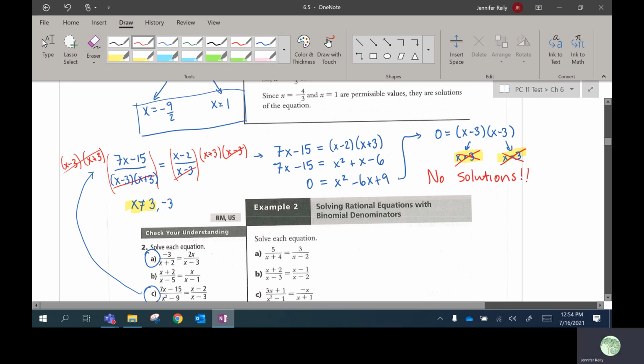So we always have to write down our non-permissible values because if they end up being one of the solutions, then that solution doesn't count. So this question has no solutions. There are no x values that make this equation true.